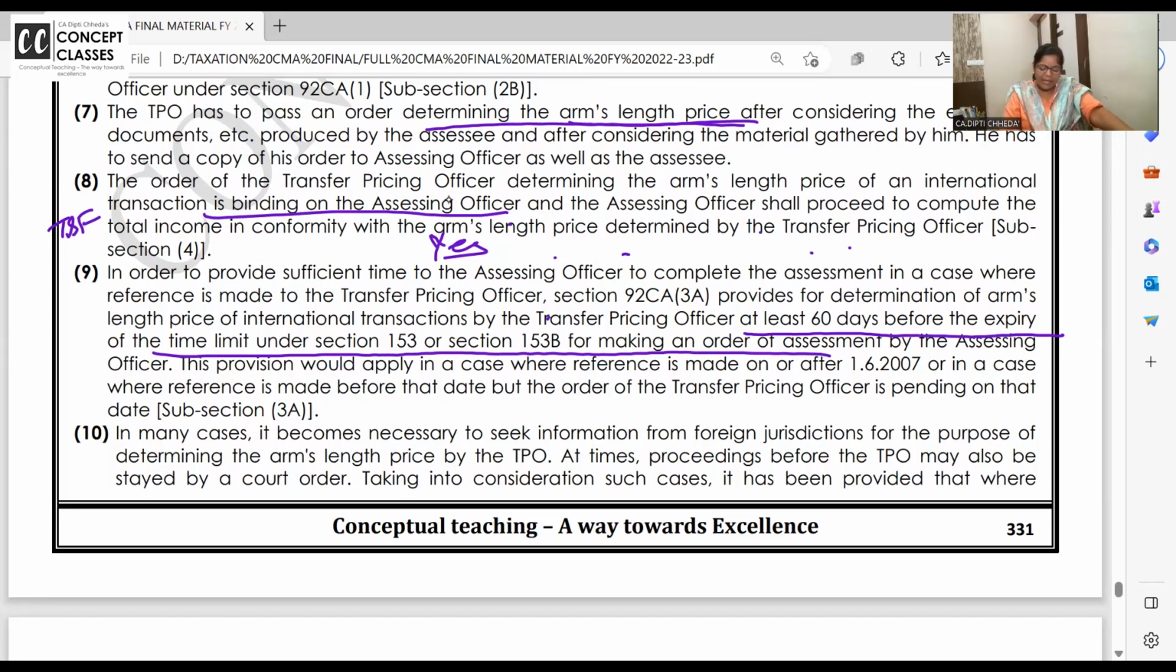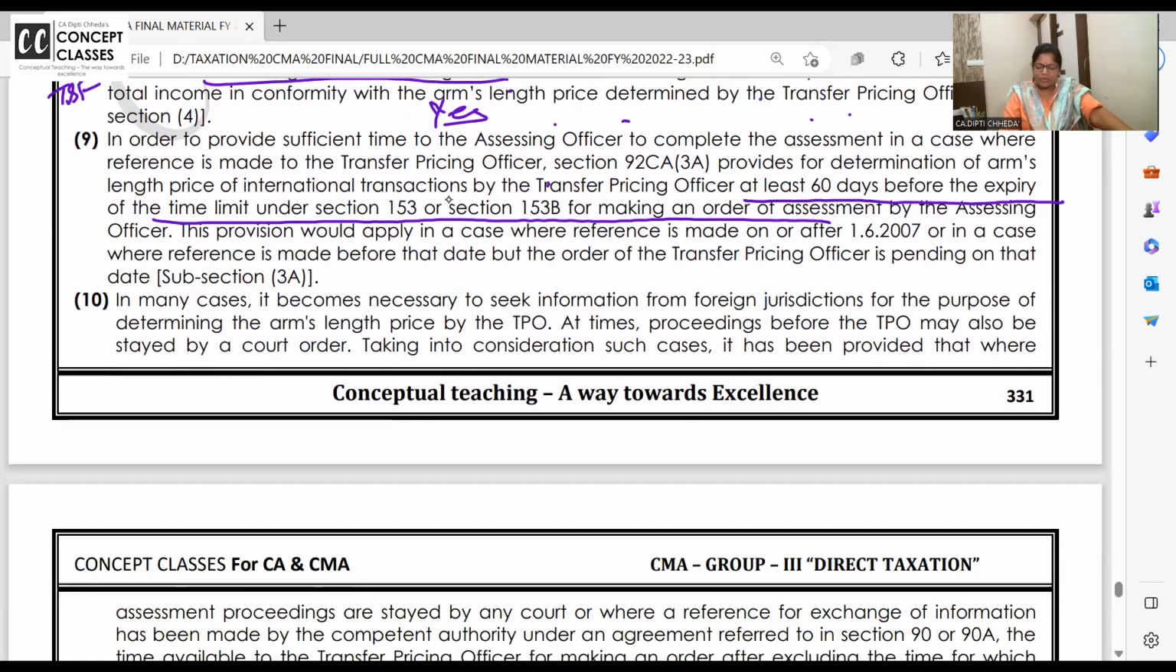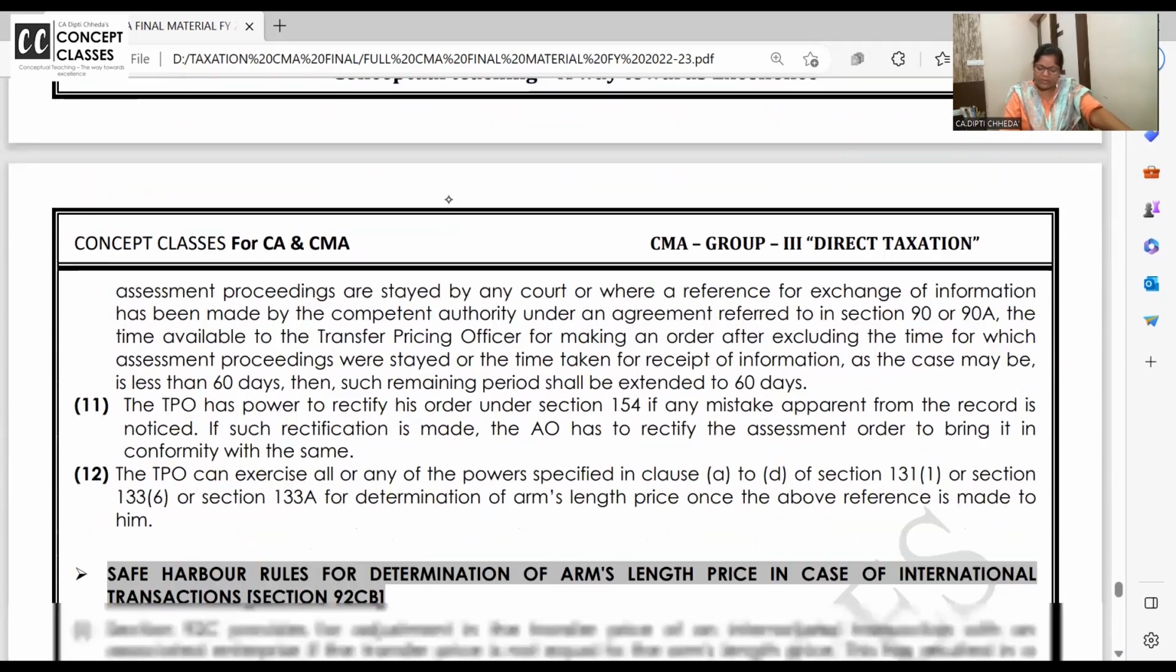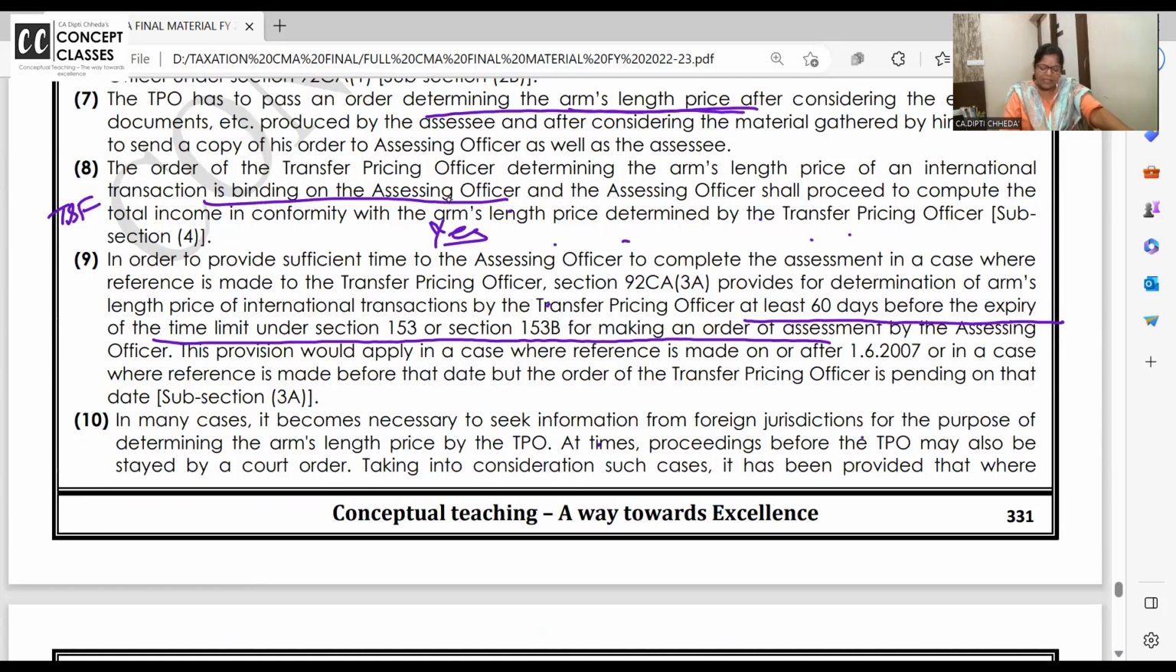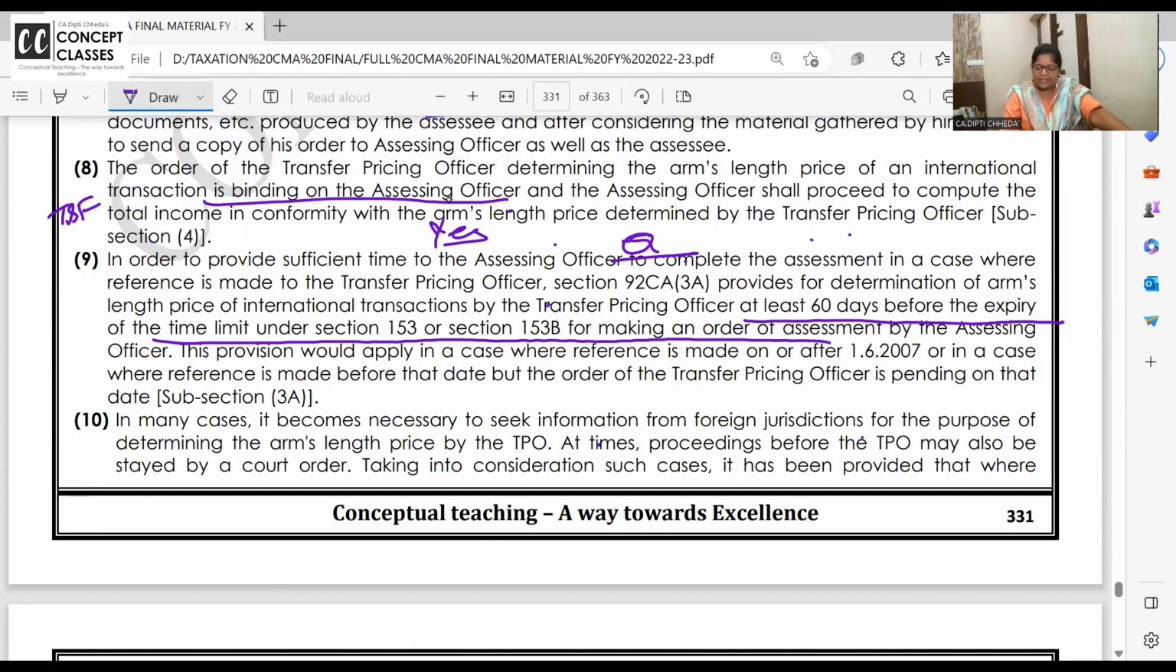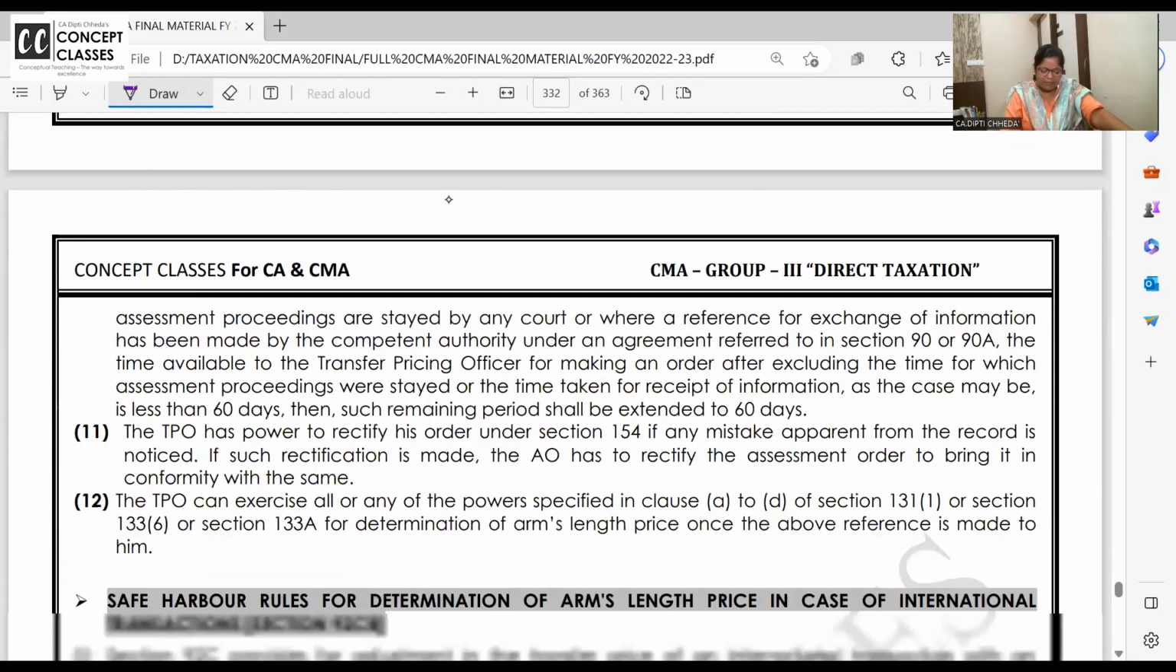Now, in many cases, it becomes necessary to seek information from a foreign jurisdiction for the purpose of determining arm's length price, so they will consider all that also. Okay? Did you understand this 60 days concept? Because a question has come on this once: at least 60 days time should be given to TPO before the expiry of the time limit under 153, by which the order of assessment must be passed.